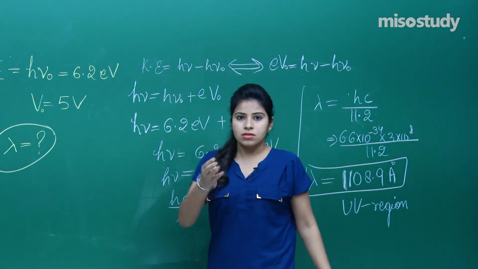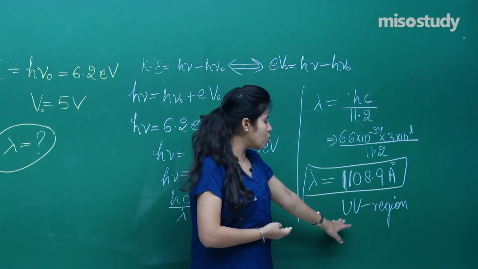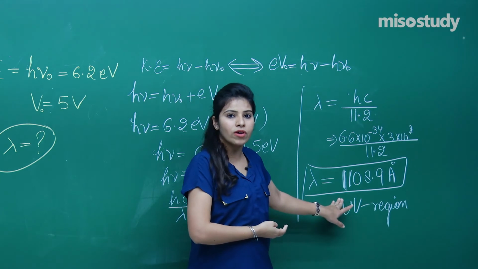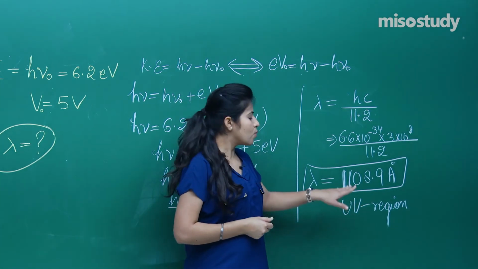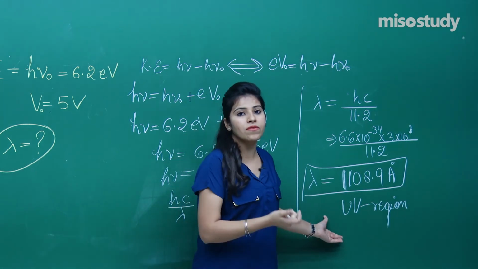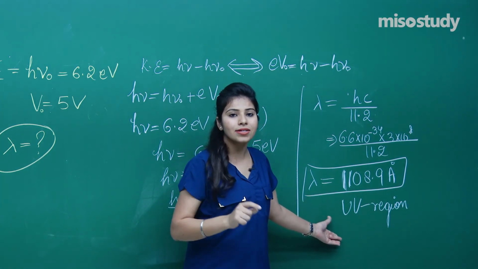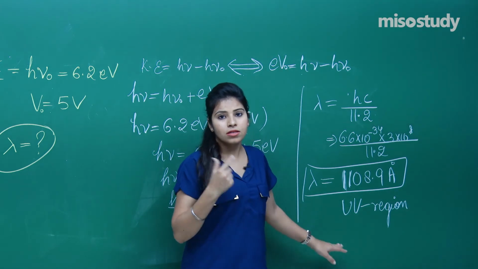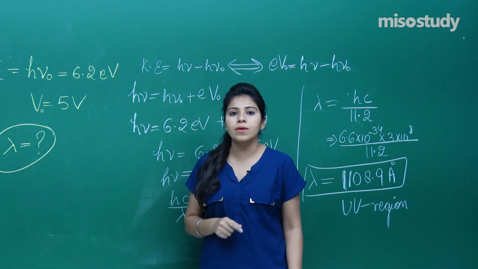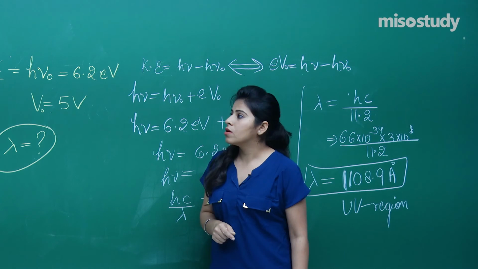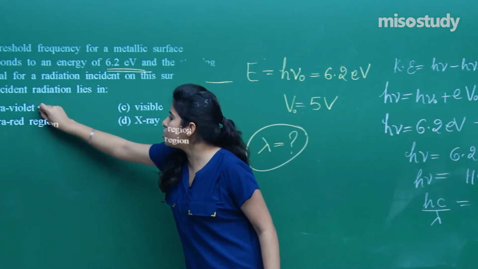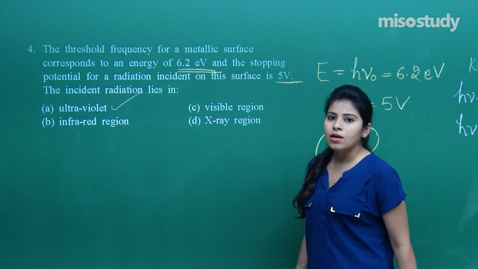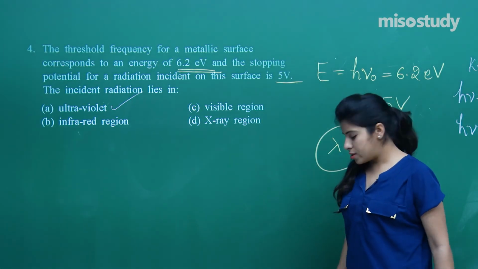Because such questions can be found in your exam where you will know the wavelength, but you will not know in which range, in which region this wavelength lies. So for that, it becomes important that you know about the electromagnetic spectrum. Now we can tick over here that this answer is ultraviolet. Now let me move towards the next question.